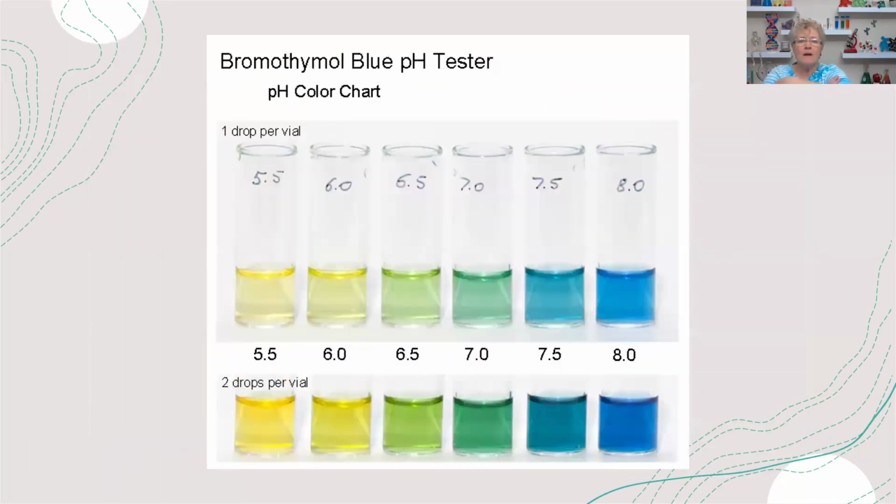Now, this is what the color of bromothymol blue looks like at different pHs. We're going to look at this when we do ours and figure out what the pH is when it starts and how much it changes when we put the carbon dioxide in it. I'll come back to this, but I just want to show you, we start here at pH 5.5. Remember, 7 is neutral, and then 8 is a little bit more basic or more alkaline.